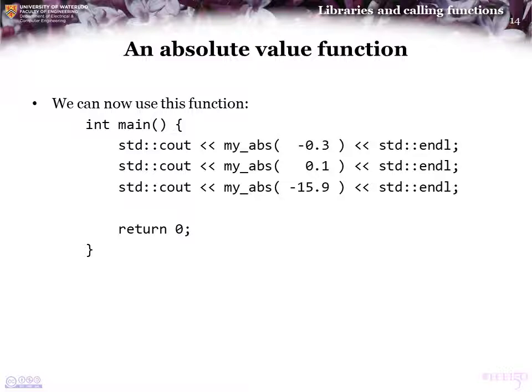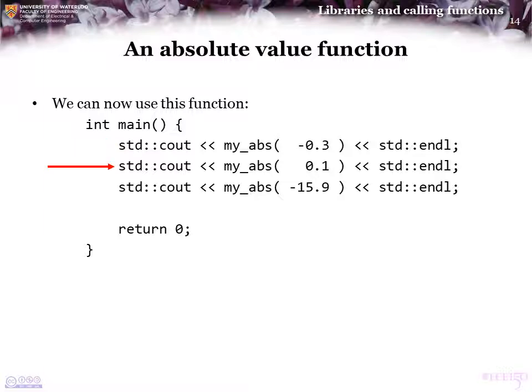We can now use this myAbs function inside our program. So first, myAbs is called with the argument negative 0.3. Consequently, the myAbs function is executed where the parameter x is initialized with the value negative 0.3. This will, of course, ultimately result in result having the value 0.3, which is then returned, and 0.3 is printed to the screen.